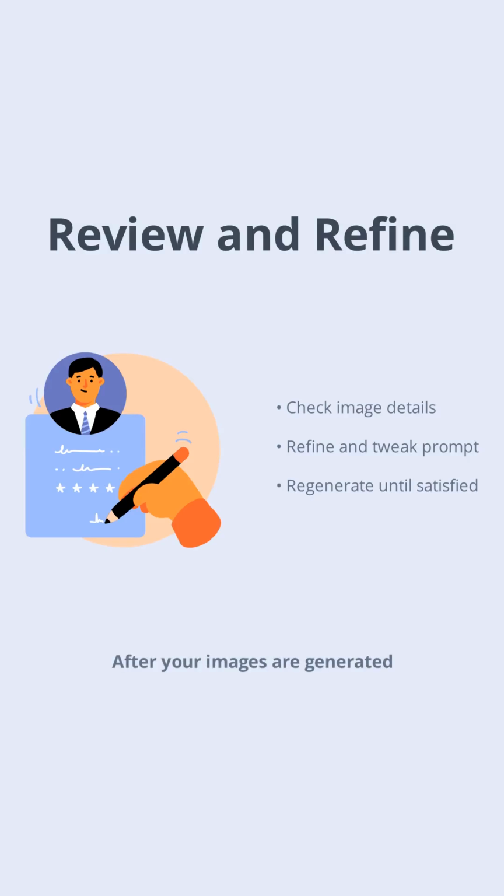After your images are generated, take a close look at the results. Check for details like lighting, proportions, and whether all the props and elements you described are present. If something seems off, don't hesitate to tweak your prompt, refine your descriptions, emphasize what you want more, or restate your negative constraints. Regenerate the image as many times as needed until you're satisfied. This iterative process is key to getting the perfect image from Gemini.